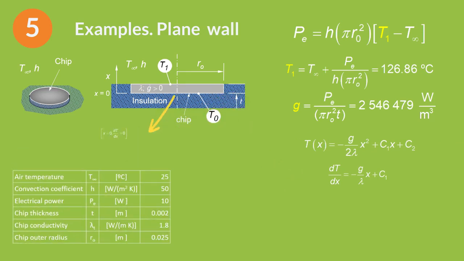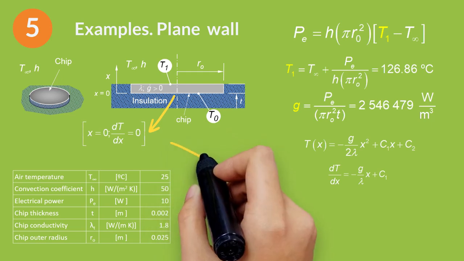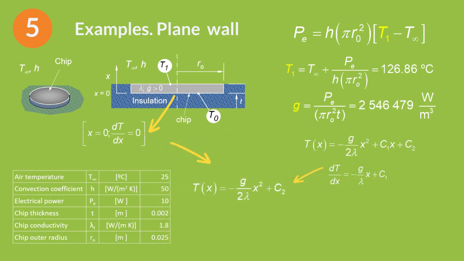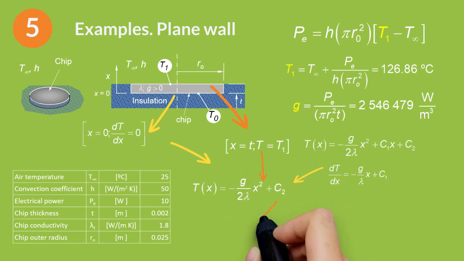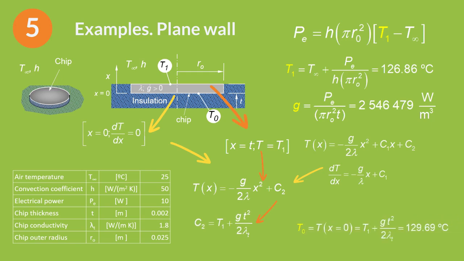The first boundary condition is a result of the insulation of the chip. The heat flux is 0 for x equal to 0. Therefore, the temperature derivative is 0 and also the constant C1. The second boundary condition is that the temperature for x equal to the thickness L is T1. Applying this condition, we can calculate the constant C2, which is the temperature for x equal to 0. In this case, the maximum temperature of the chip.